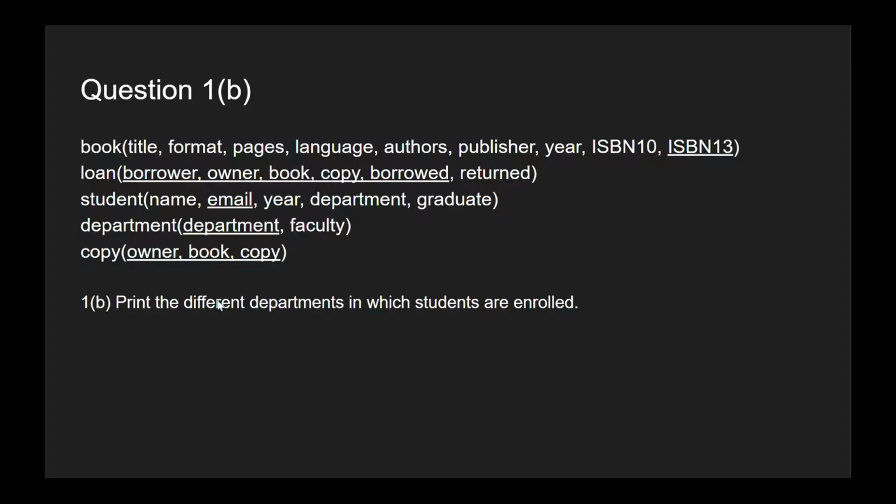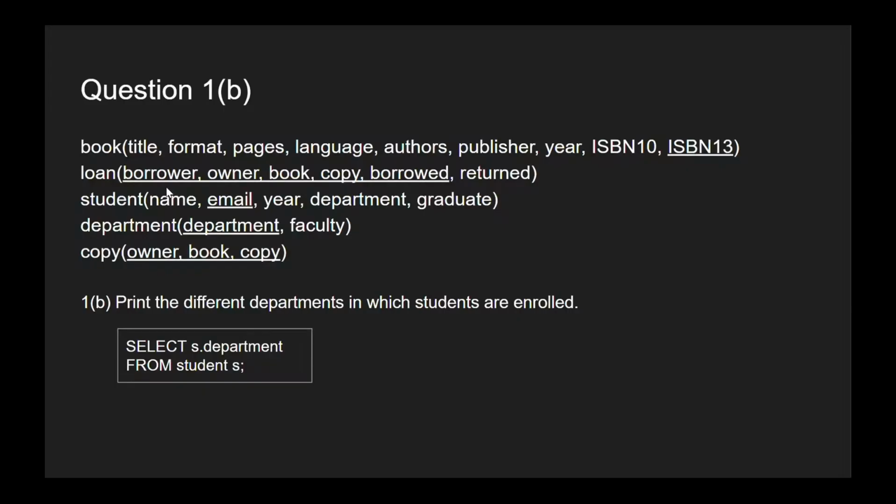Let's move on to 1B. 1B, print the different departments in which students are enrolled. This one is also quite straightforward. You just need to go to this student table and we'll search. Oh yeah, there's a department column here. So it's quite straightforward as well. You just need to select the department from this student table.